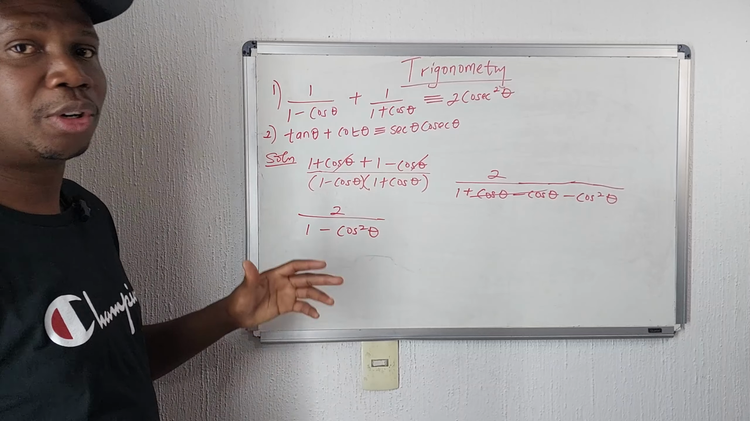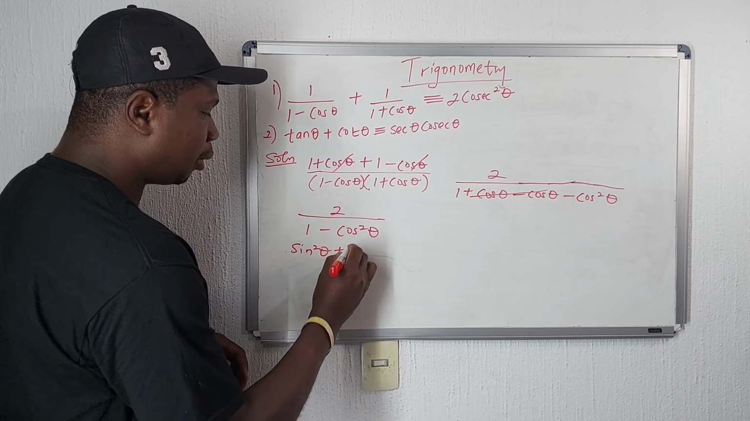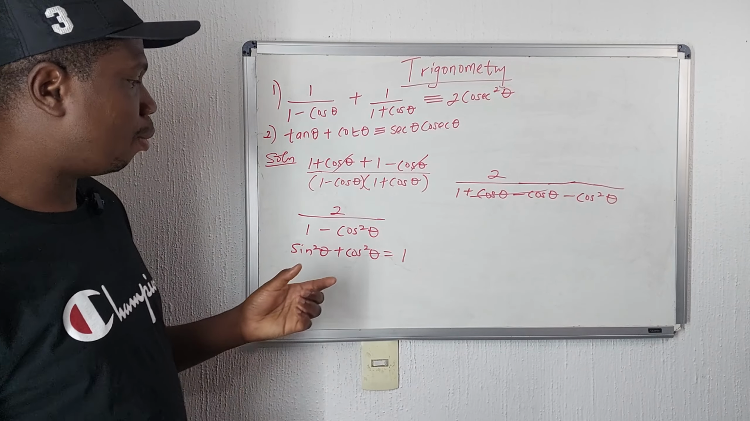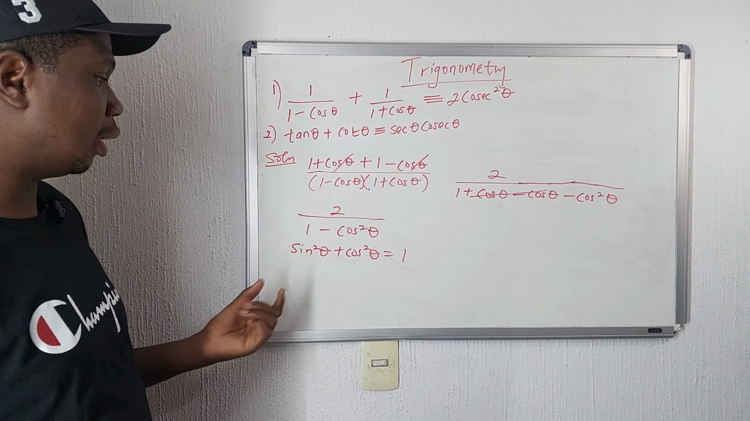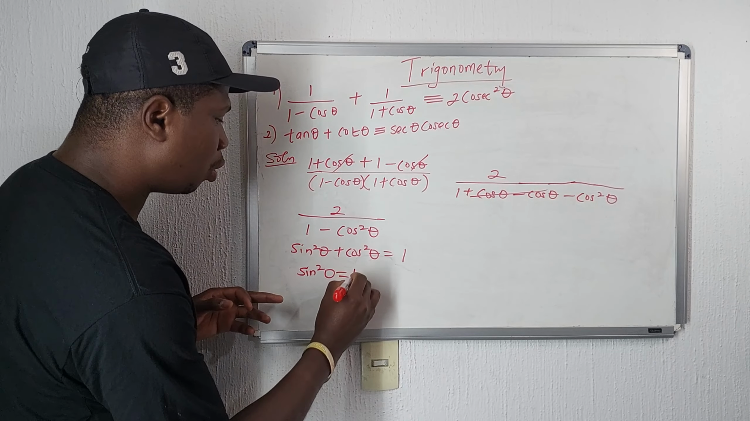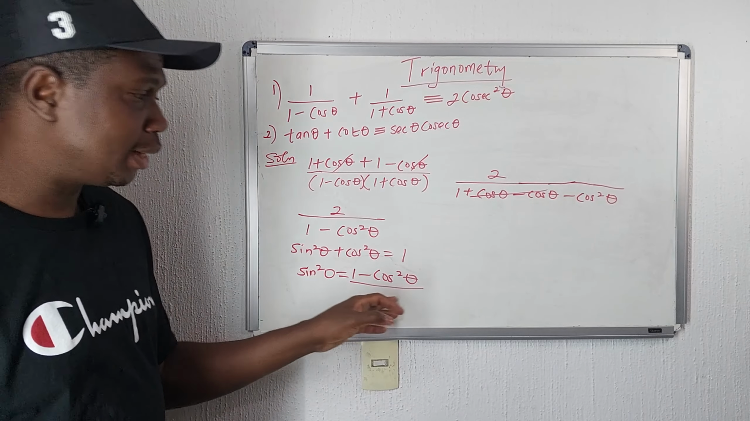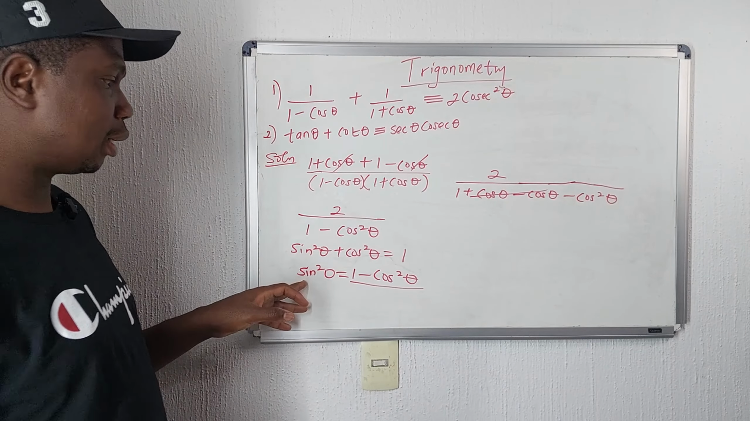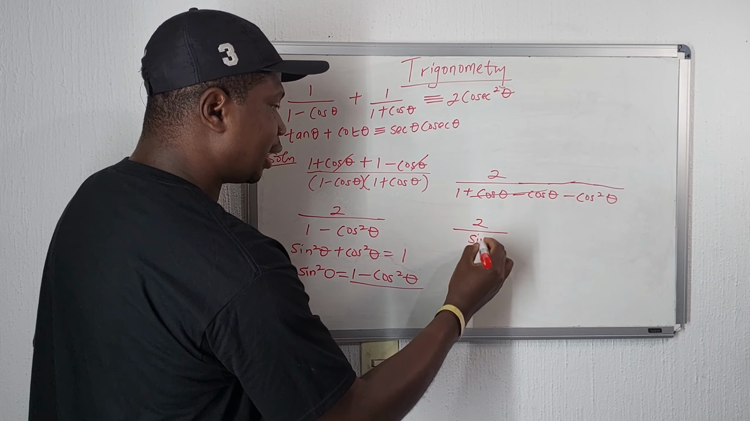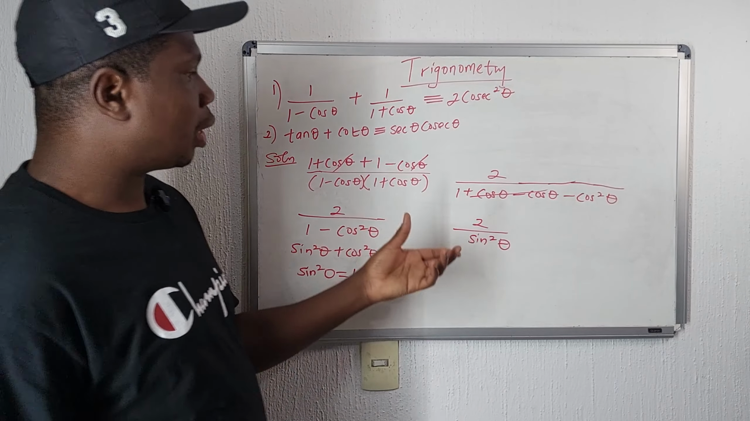Now, we know from the fundamental trigonometric identity that sine squared theta plus cos squared theta is 1. So if we make sine squared theta the subject of the formula, we have sine squared theta equal to 1 minus cos squared theta. So we can simply replace this with this. So we have 2 over sine squared theta. Now what can we do next?